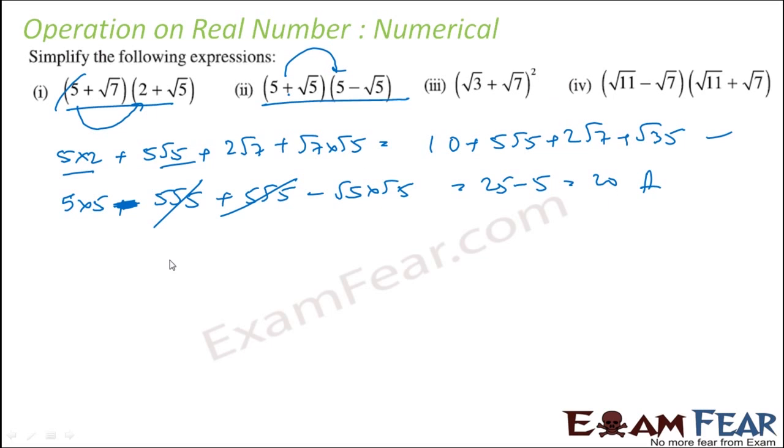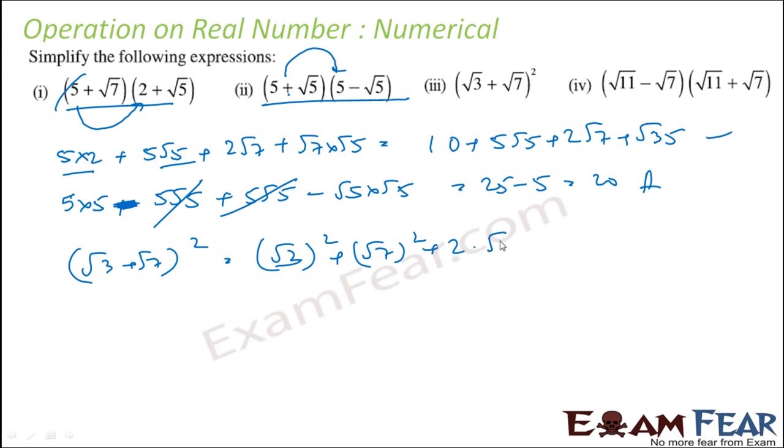Let's take this. Root 7 plus root 3 whole square. So this is (a plus b) square. This becomes a square, that is root 3 square, plus b square, that is root 7 square, plus 2ab, that is 2 into root 7 into root 3. So solve this, this becomes 3, this becomes 7, 3 plus 7 plus 2 root 7 into root 3 is root 21, that is 10 plus 2 root 21, and that is the answer.